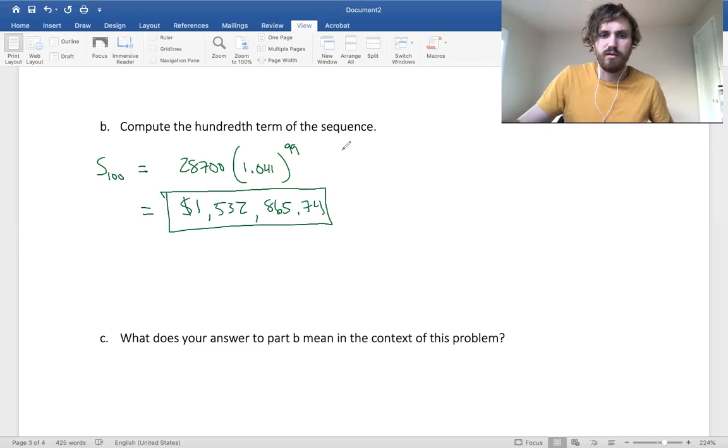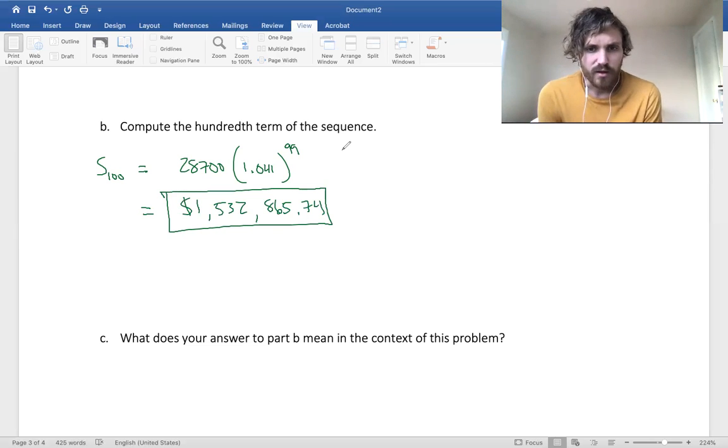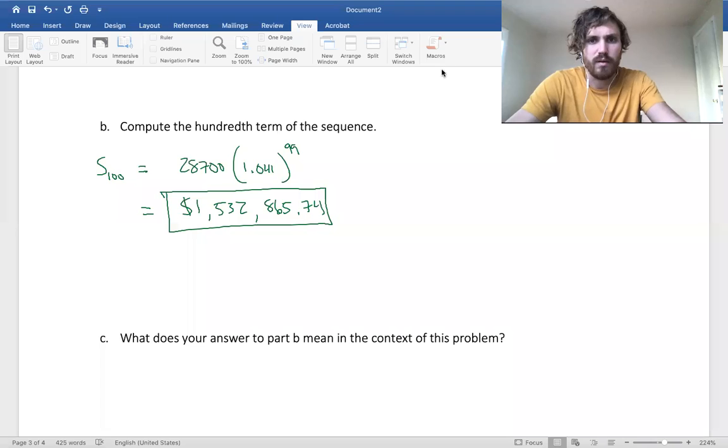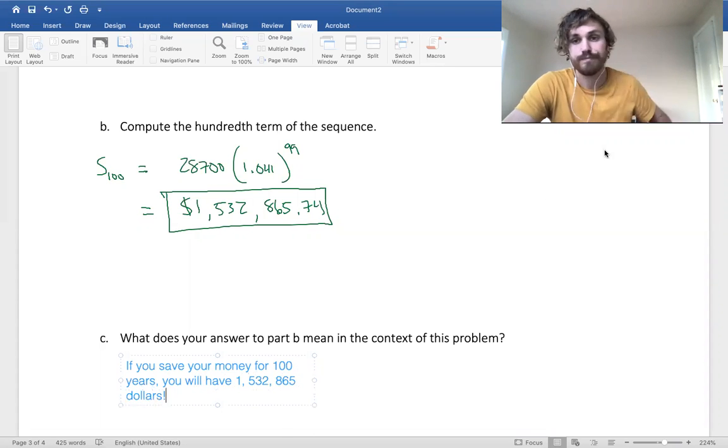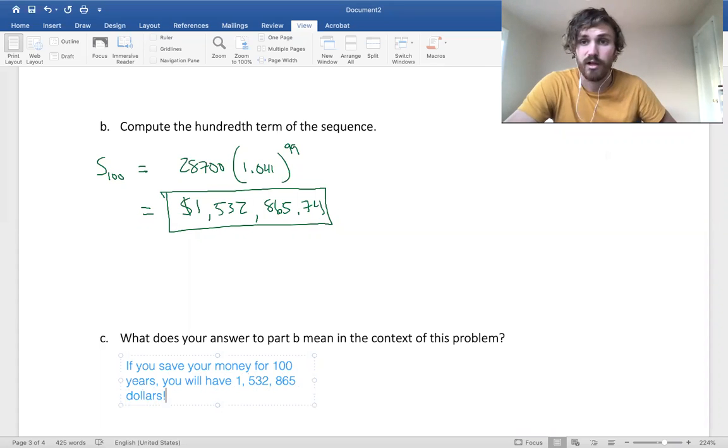And so it says, what does your answer to part B mean in the context of this problem? So basically what that means is if you save your money for 100 years, you will have $1,532,865. Wow, it's kind of a lot.